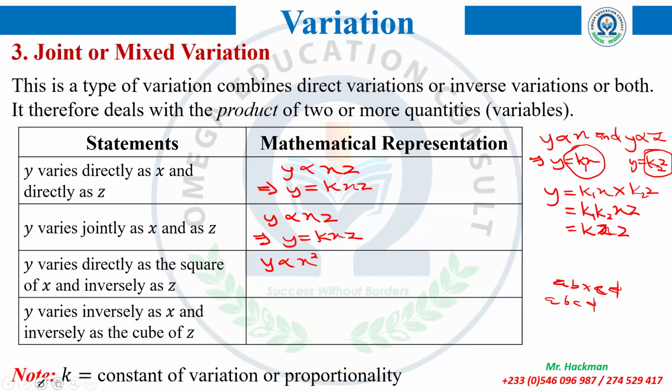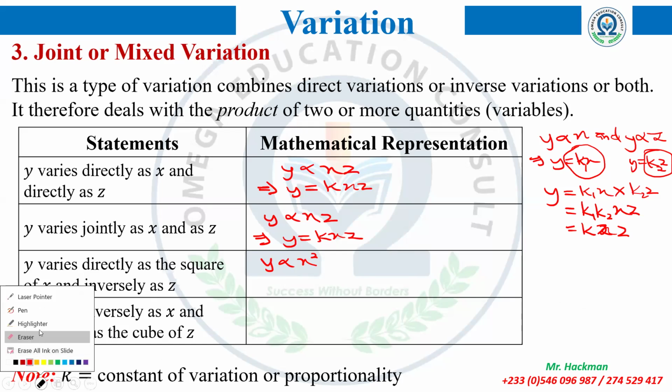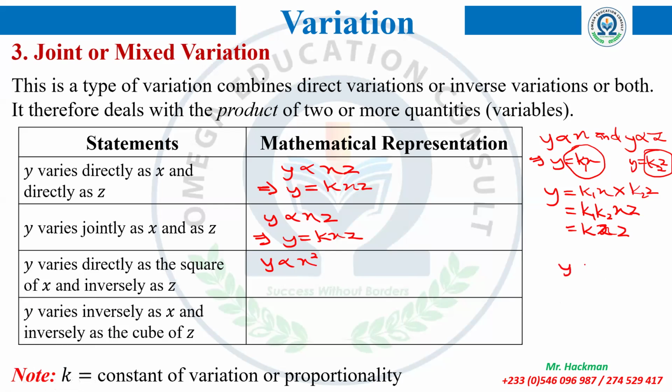Okay, so let me break it down here for the benefit of those who may have some doubts as to why we have that over there. I'm going back to what I was doing previously. The first statement is saying that y varies directly as the square of x, so x squared. And the same y is varying inversely as z, so it will be 1 over z. Do you agree?